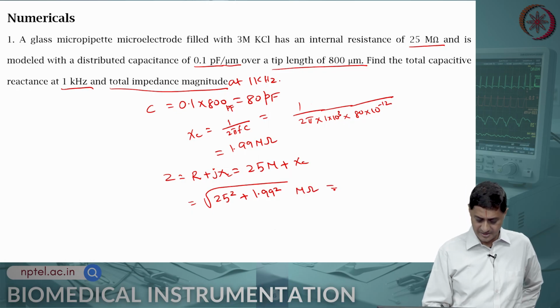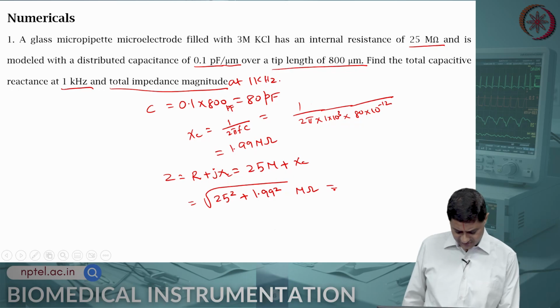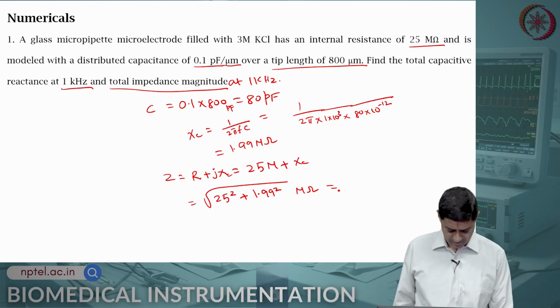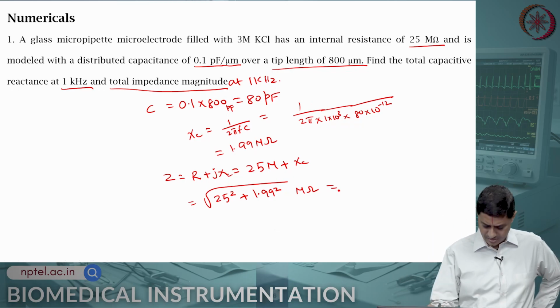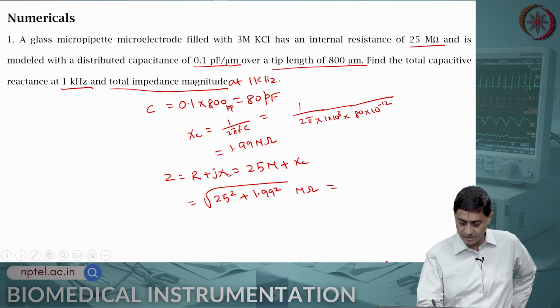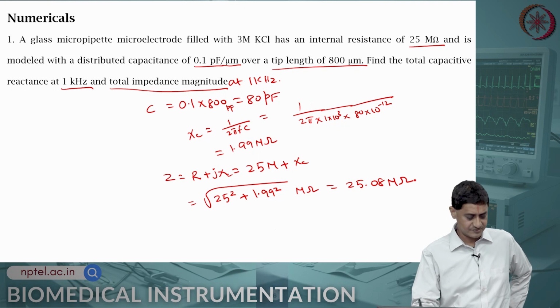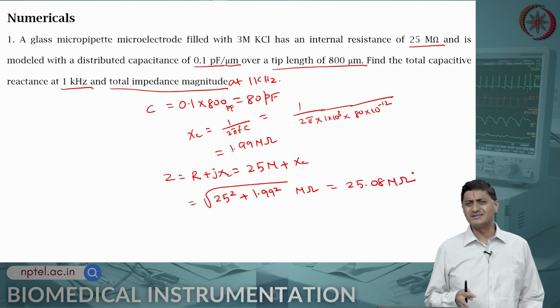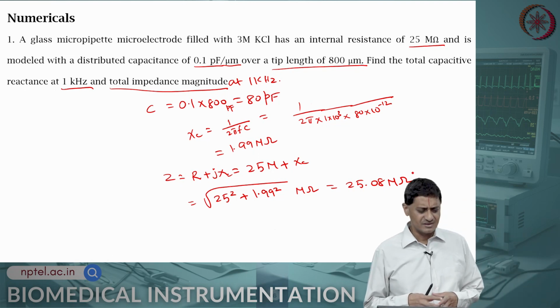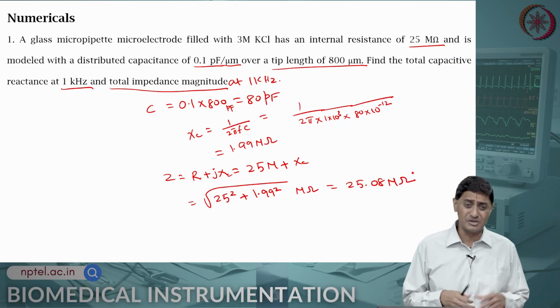What would that be? Use your scientific calculator, and you find that it would be about 25.08 mega ohms. Check whether I have solved this problem correctly. I think I have solved this problem correctly, but do check.